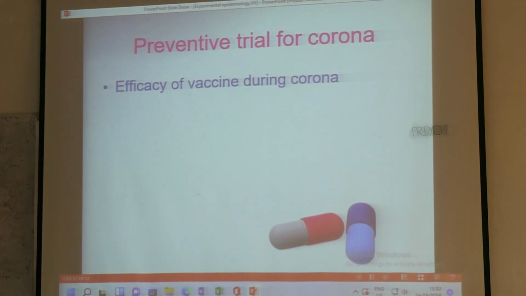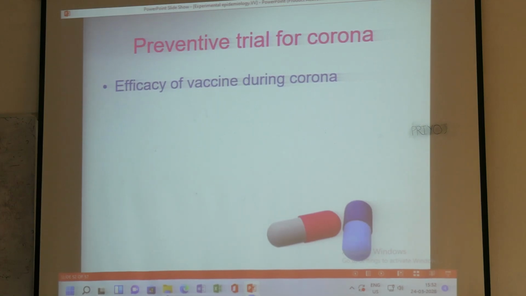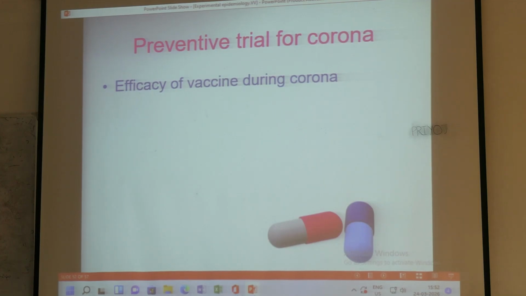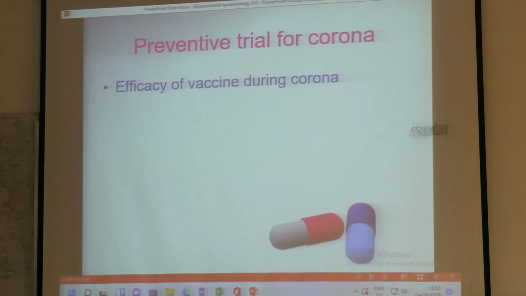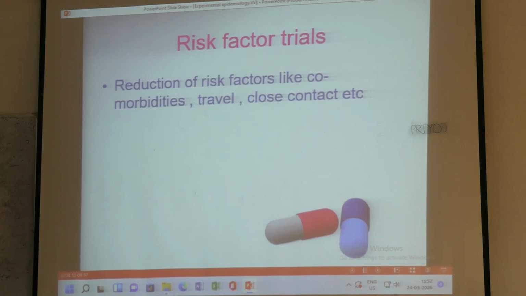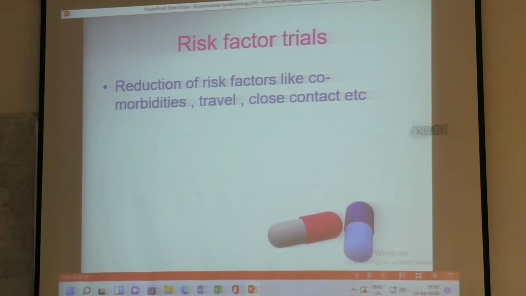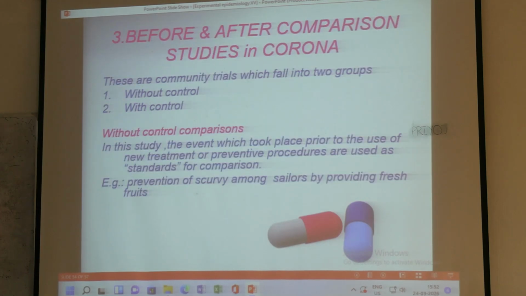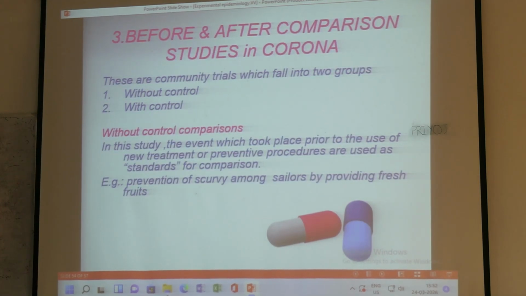Preventive trial of corona: efficacy of the vaccine during corona. After we were given the corona vaccine, Covishield or whatever, there have hardly been any cases of corona. We have not tested, of course. So, a preventive trial for corona. Okay. Then risk factor trials: reduction of risk factors like comorbidities, travel, close contact, etc.